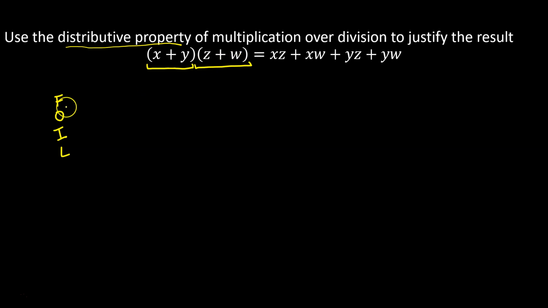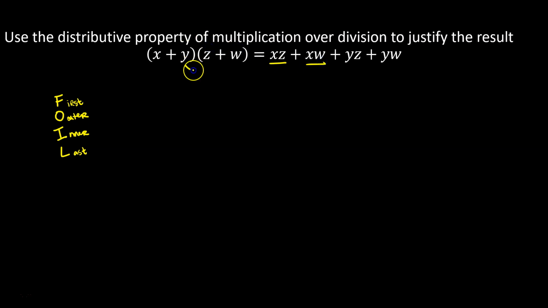FOIL tells you to multiply each of the possible pairs in a certain order. So F stands for first, O stands for outer, I is inner, and L is last. So multiplying our first terms, the first terms in each of the 2 binomials, x and z. Then we multiply the outer terms. X is on the outside, so is w, so our next term is x times w.